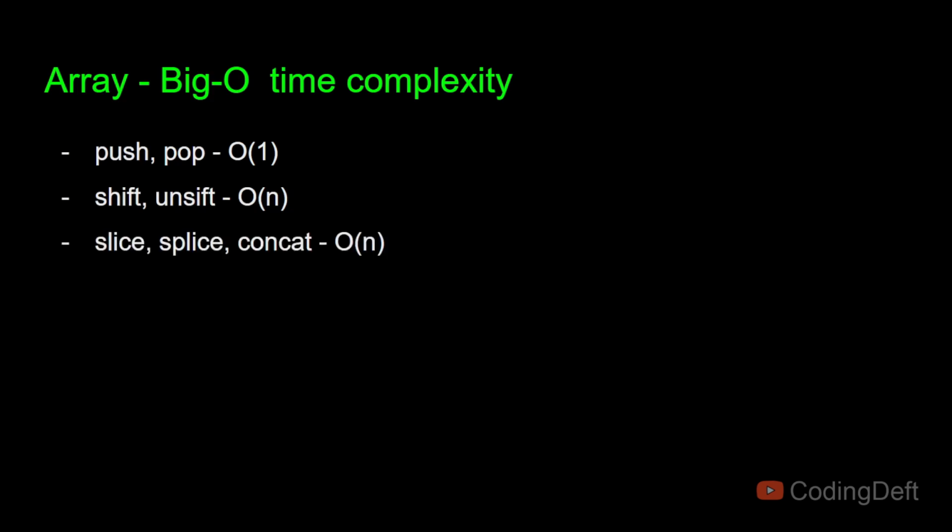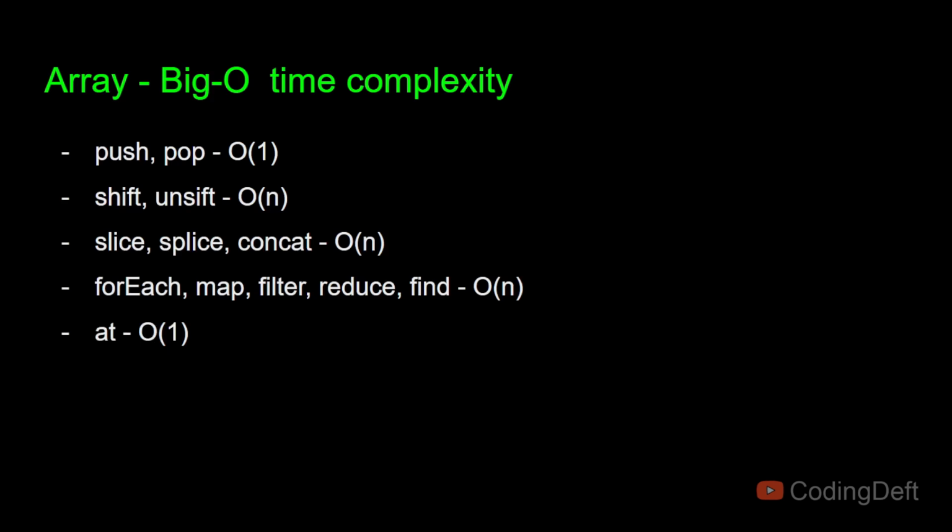Next is slice, splice, and concat. In these cases, we modify the existing array and we pass through the entire array. Hence, we have a complexity of big O of n. Next is looping. Obviously, we access all the elements in the array. Again, it is linear time complexity. Next is at, or accessing an element in the array. We directly access it without looping through the array. So it has constant time complexity.